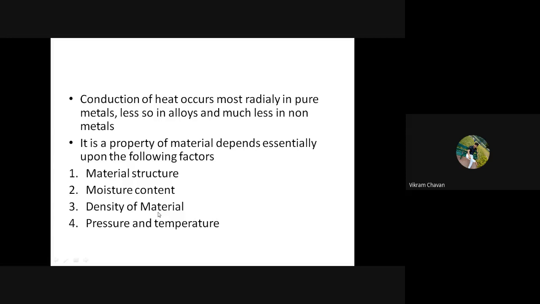Getting everyone? If you have any doubt you can ask, or else you can put your roll numbers in the chat box. Have you cleared the doubt related to thermal conductivity? Is there any question, any doubt?